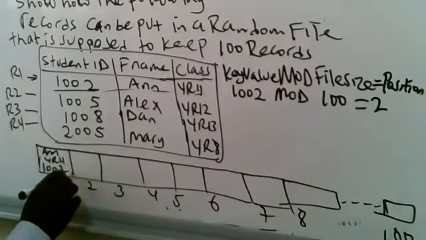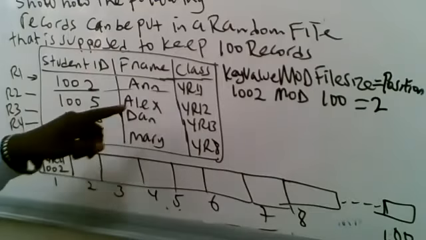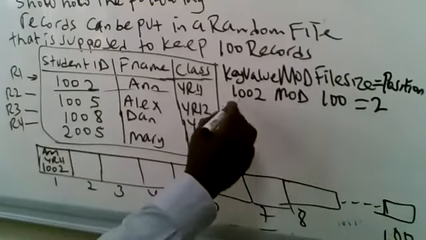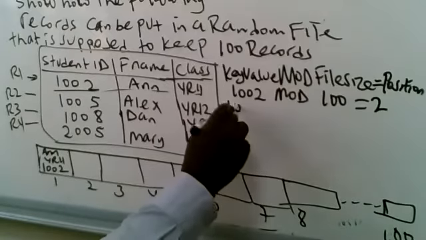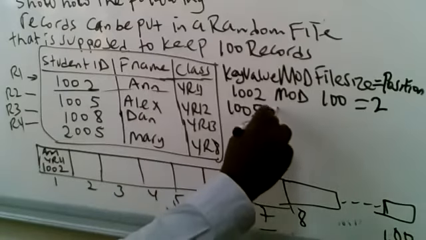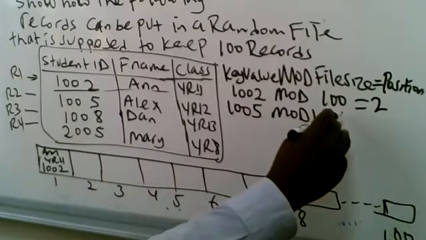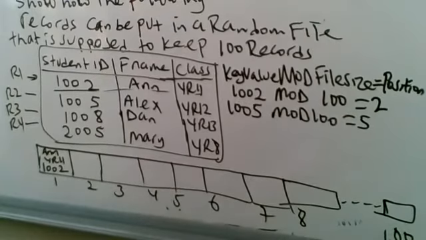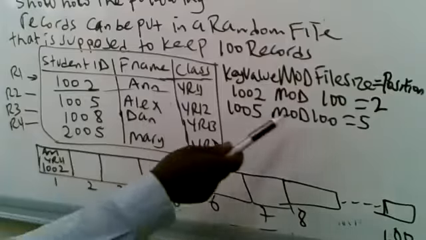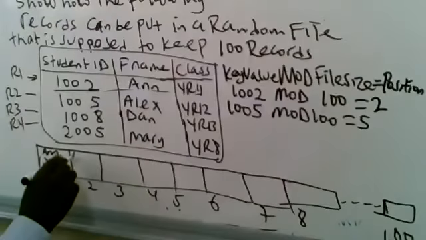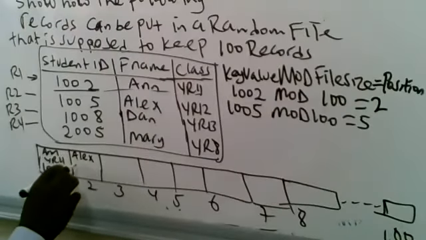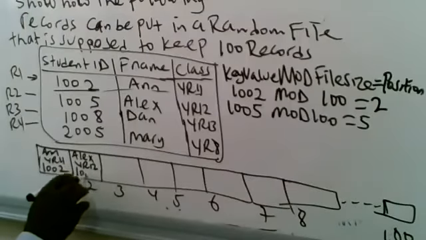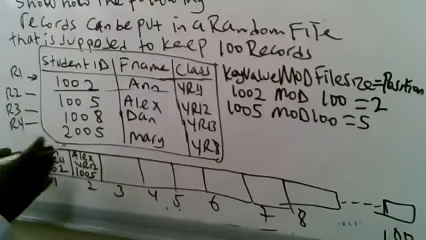Then move on next to Alex's record. Following the same formula, we shall get the key value of Alex, which is 105, modulus 100, and that will give us 5. Which means now we shall put Alex's record in position 5. So the computer will come here and put Alex's record here. Alex is in year 12, and the student ID is 105. You see, the whole record goes in that position.